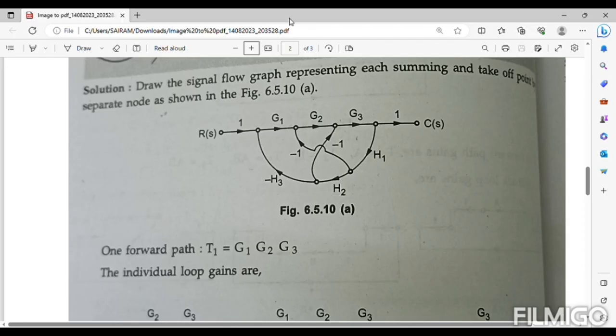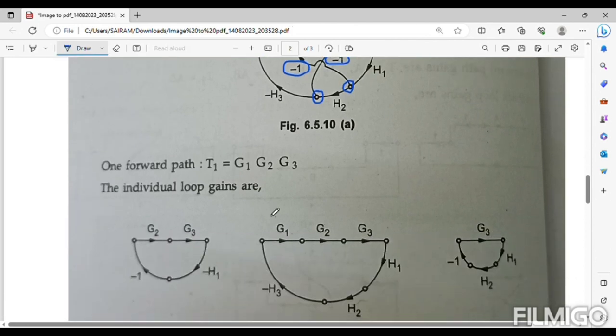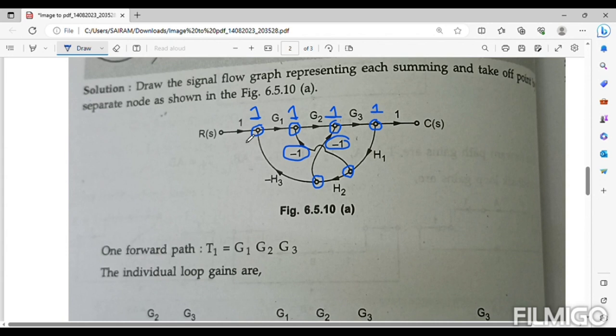Hello students, I welcome you to the last session of Mason's Gain Formula. In this session we are going to learn, and here there is only one forward path, so there is no other forward path. Everything else is going in the opposite direction. Only G1, G2 and G3 are moving in the forward direction. That is why T1 is equal to G1 G2 G3.